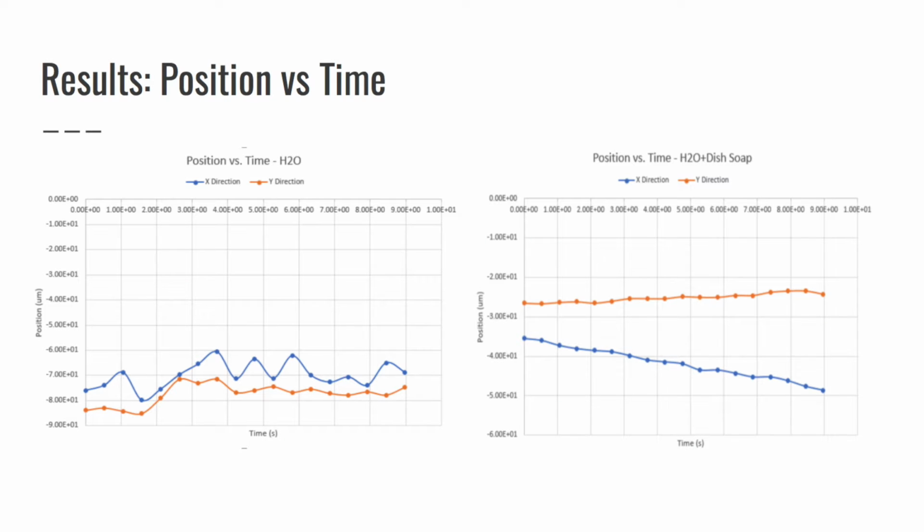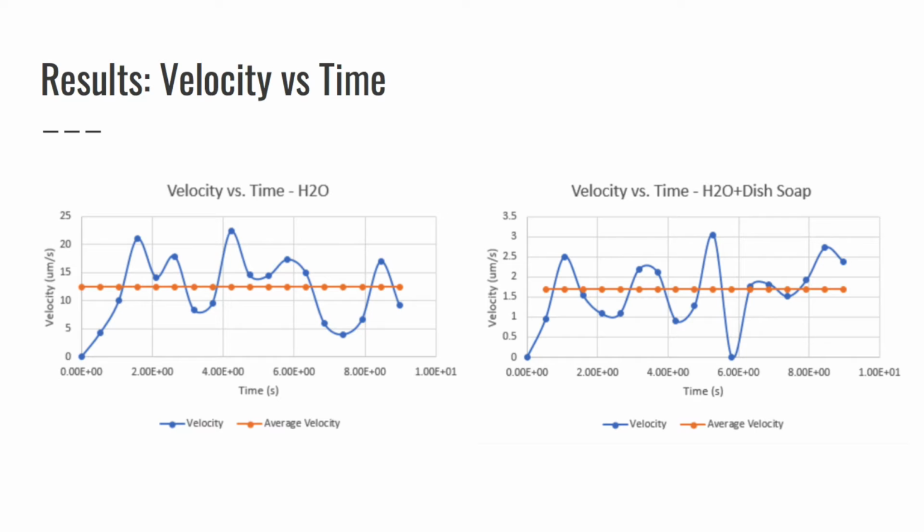The position versus time graphs show that the position has more change for the beads in just the water because it's more erratic and it shows more elastic collisions taking place over time. The velocity versus time graphs show that though the pattern of velocity changes between the two samples were similar, the velocity is of a higher magnitude for the beads in the water sample rather than the water and dish soap sample.